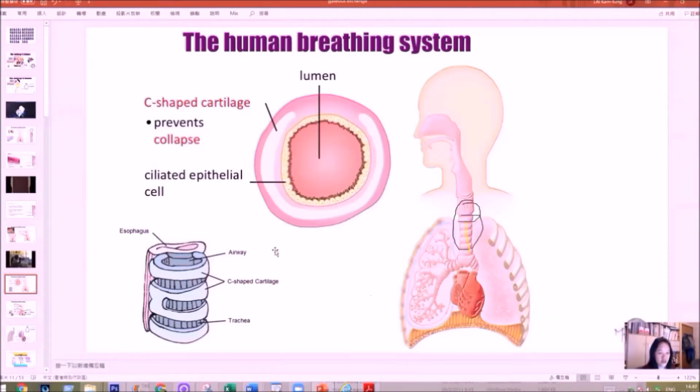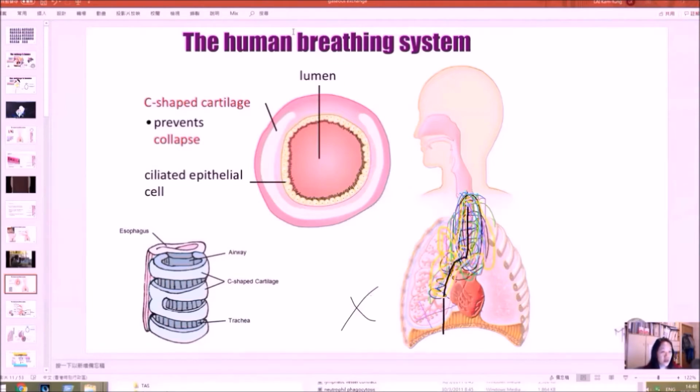Where can you find the ring-shaped cartilage? Yeah, this is the trachea. We have the ring-shaped cartilage. How about the bronchi? The bronchi also have the cartilage, not limited to trachea. How about the finest tube? Do they have the cartilage? No. Okay, yeah, only the trachea, and the thicker one, the bronchi, have the cartilage with it. Okay, yeah, so the cartilage is to prevent the windpipe from collapsing during breathing.